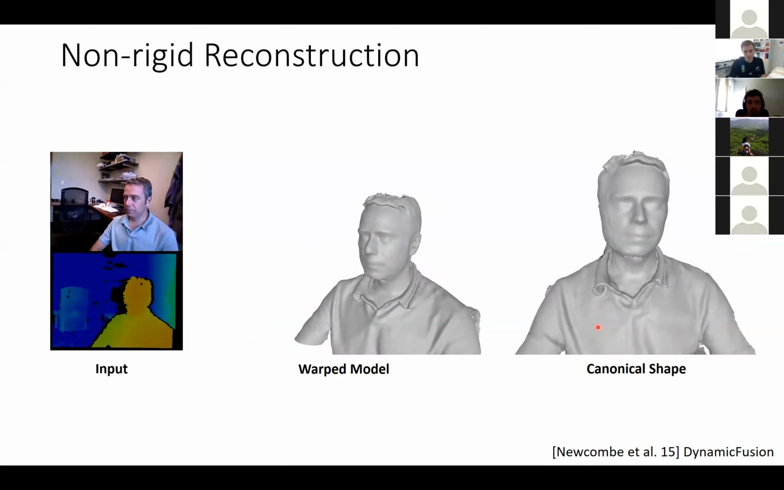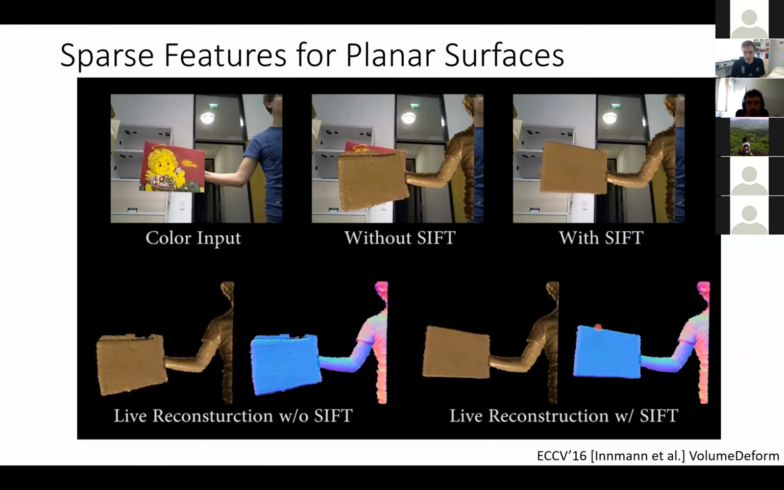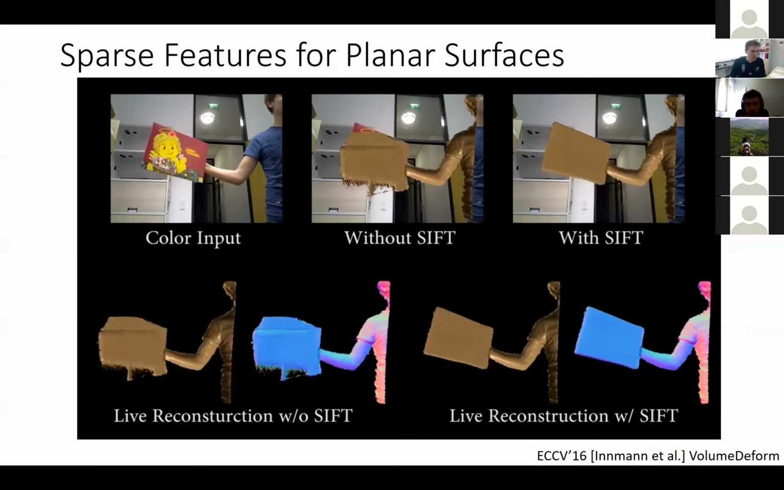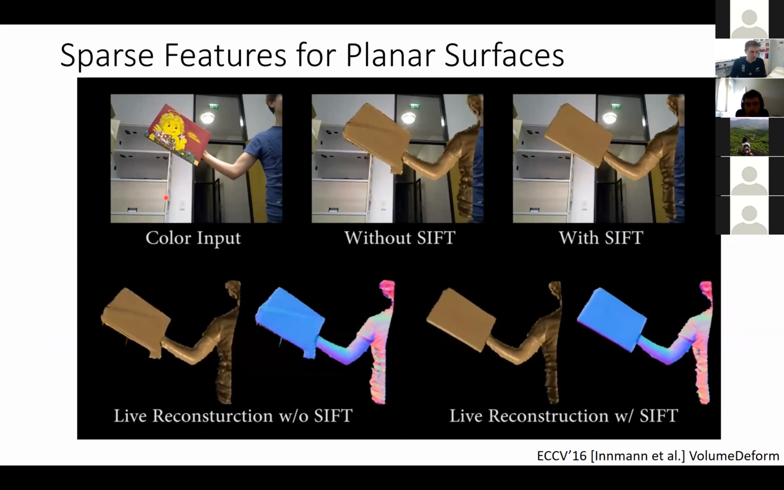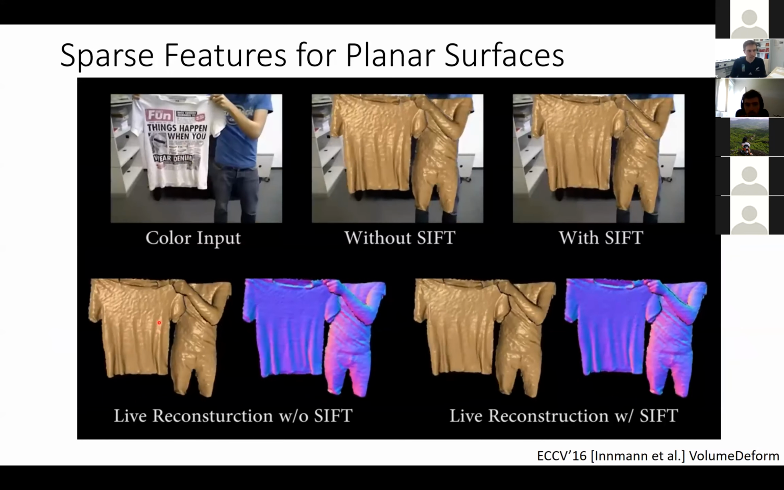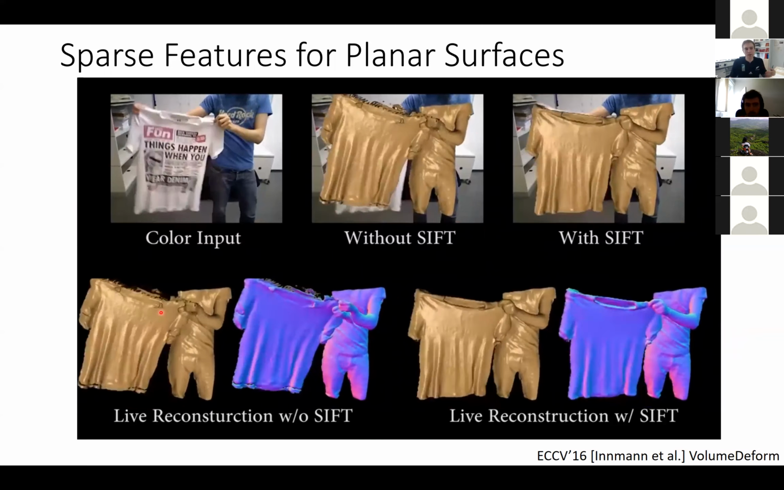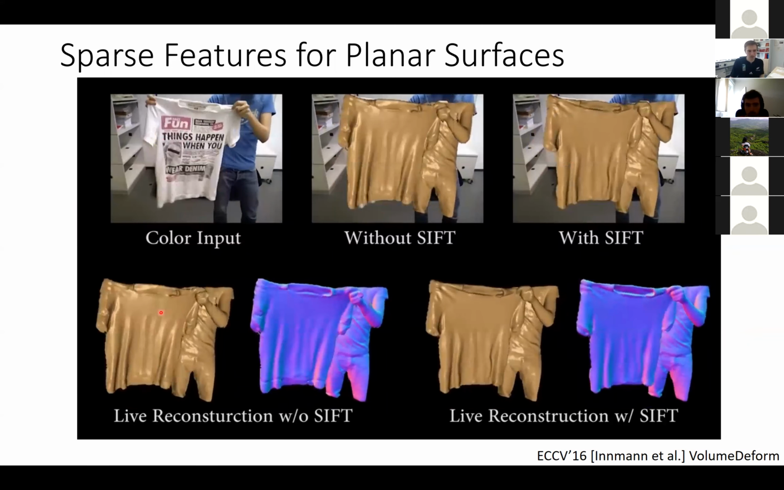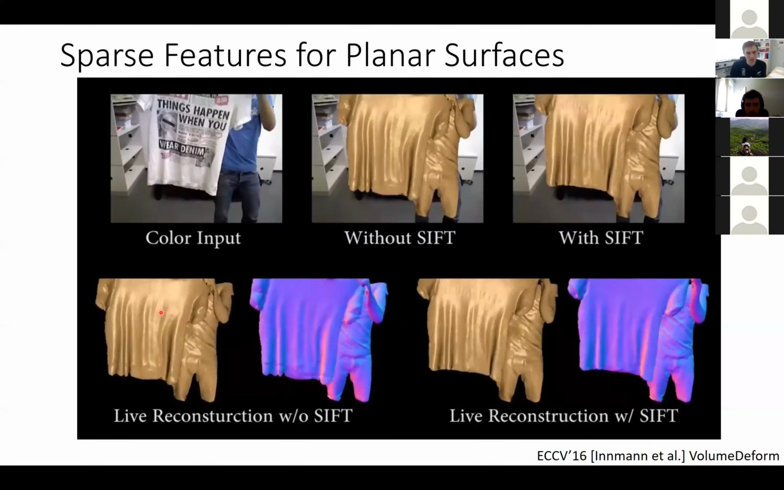One naive thing we did at the time, this was a paper at ECCV16, was we thought, if you're doing this just on the depth, it's difficult to find good features. So we added sparse features, specifically SIFT features, in order to deal, for instance, with planar surfaces. Here we see an example of VolumeDeform, where we have the color input and we're computing SIFT features. This is a very planar surface, so any depth ICP will fail here, especially in the non-rigid case. I mean, it's doing something. There's some geometric detail, but not that much.